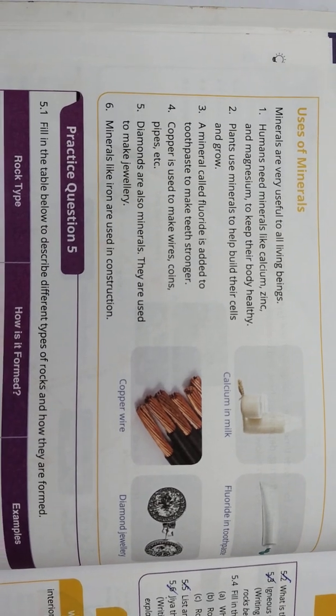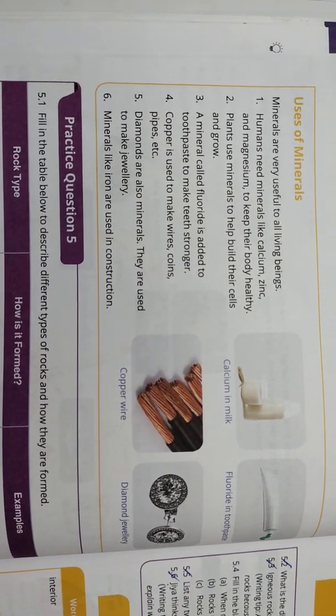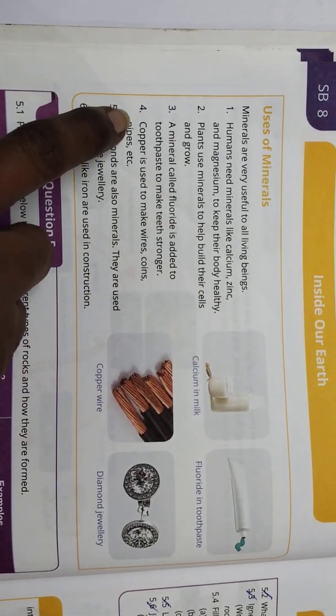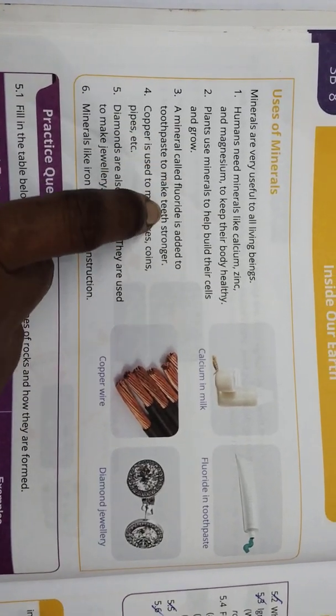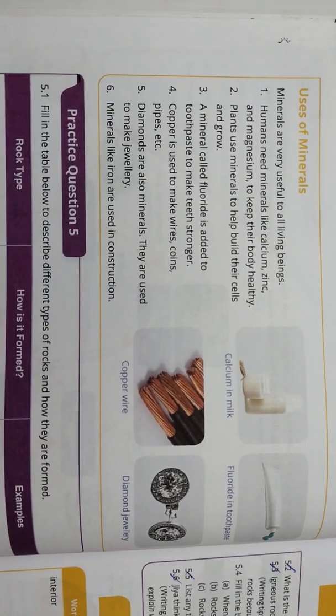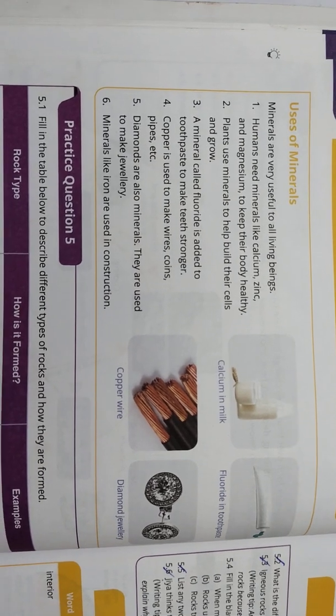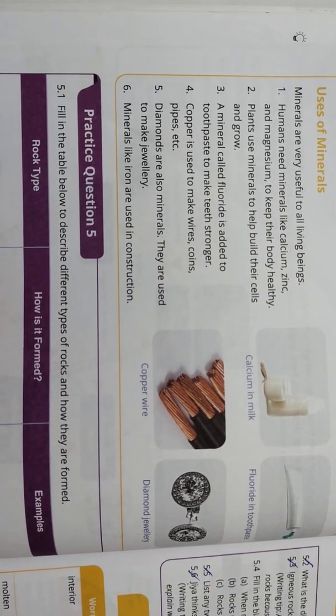So importantly, plants need the minerals, isn't it? To build their cells as well as to grow. Then the third point, a mineral called fluoride is added to the toothpaste. So what was added to the toothpaste? Fluoride, and it makes the teeth stronger, right?